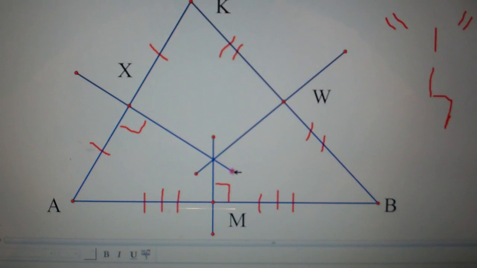We can notice that all three of the perpendicular bisectors of the triangle are intersecting at the same point. So the segment RW, the segment RX, and the segment RM are all intersecting at this point here. What is significant about that point R right in the middle is that point R is equidistant from the vertices of the triangle. So let's put a point at R, where the three perpendicular bisectors met.